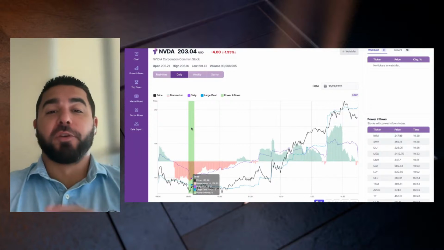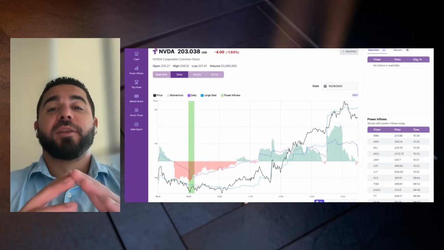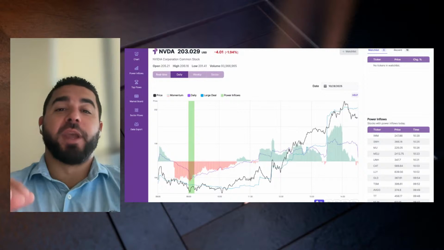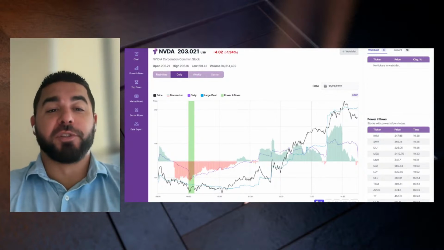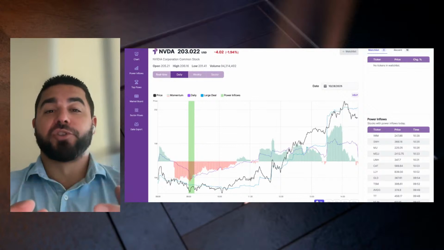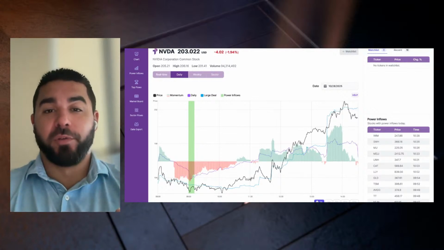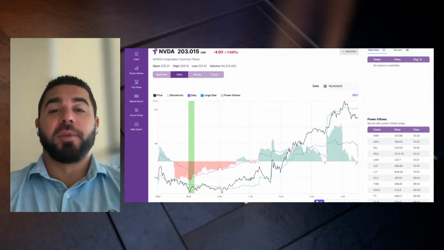So when you see this power inflow signal, we're effectively saying there's a very high likelihood the stock will be higher throughout the rest of the day than it is at that moment the power inflow signal is activated. So again, it's a bullish trend indicator. It's based on the order flow data and what our algorithm is picking up.